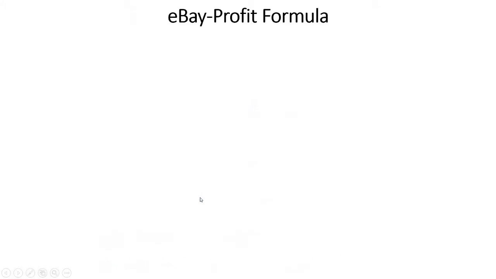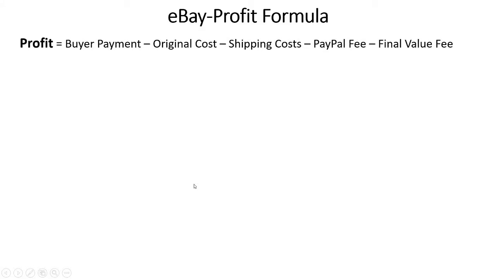And now for the eBay profit formula. So considering fees and the original cost and what the buyer is paying, here's the formula. Profit basically is the difference between your income and expenses. So your profit is whatever the buyer is paying you, right? That money that you're receiving from the buyer minus what you paid to get the item, minus whatever it's going to cost for you to ship the item to the buyer, if it costs you anything at all. If it's zero, then it's just zero, minus the PayPal fee, whatever that amounts to, minus the final value fee, which comes from eBay, right?